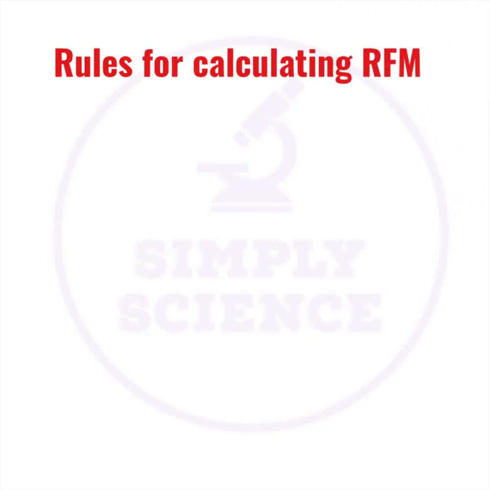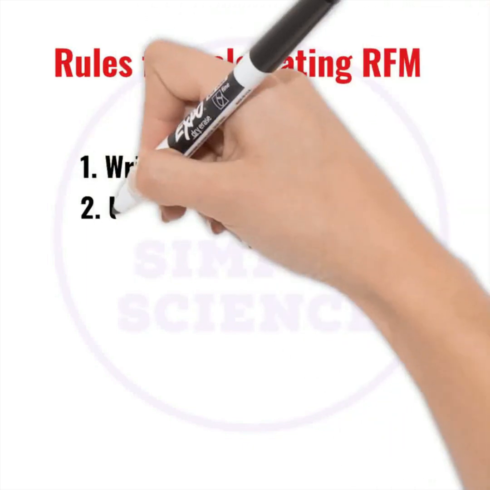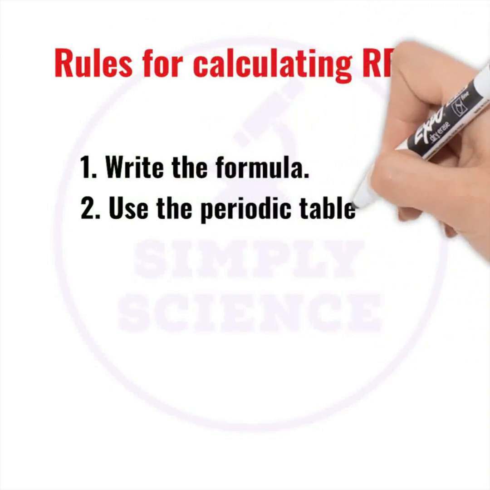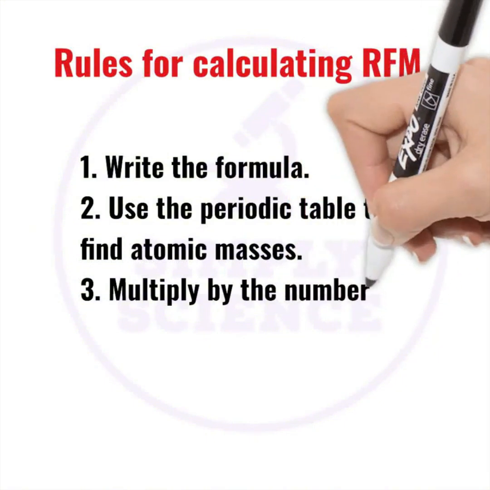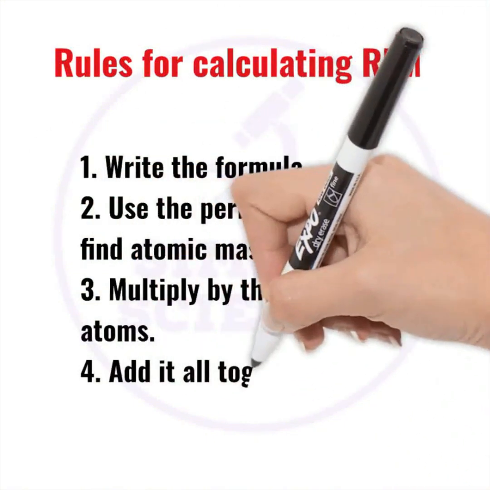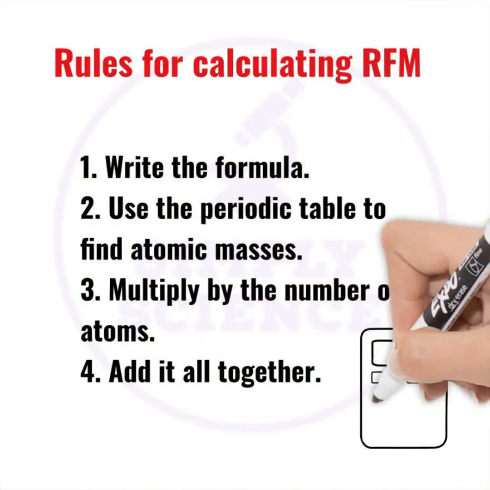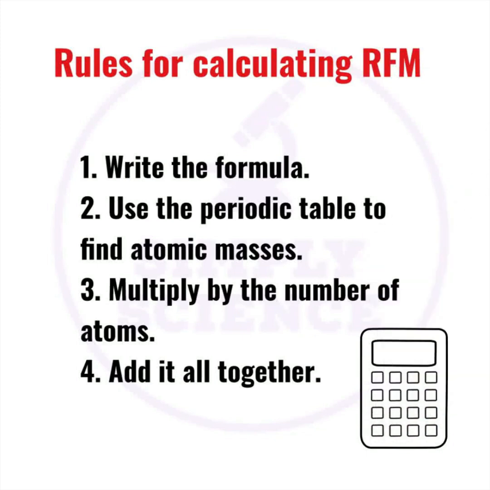Remember the following rules for calculating relative formula mass. Number 1. Write the formula and check it is correct. Number 2. Use the periodic table to find the RAM for each atom. Number 3. Multiply this by the number of atoms. Number 4. Add them all together.